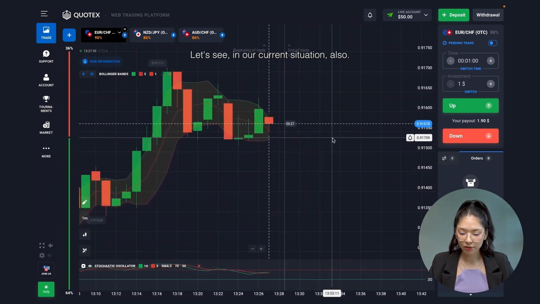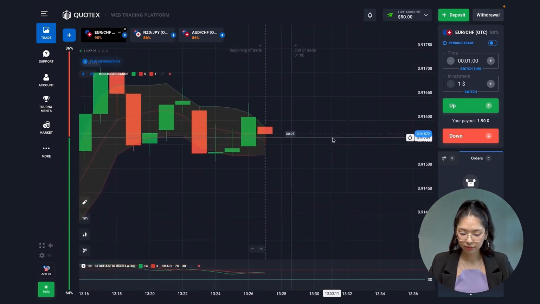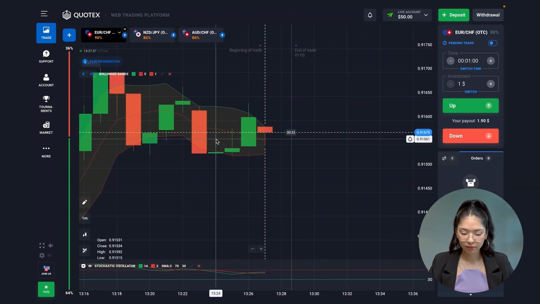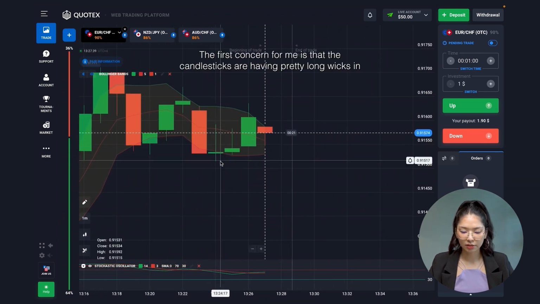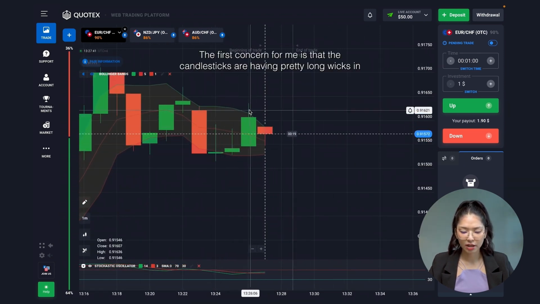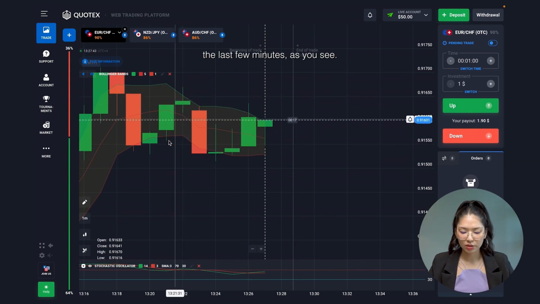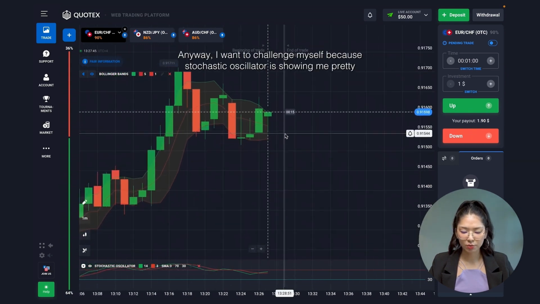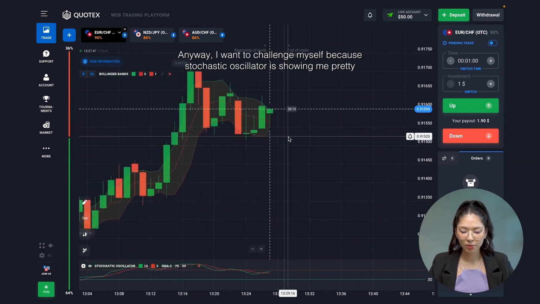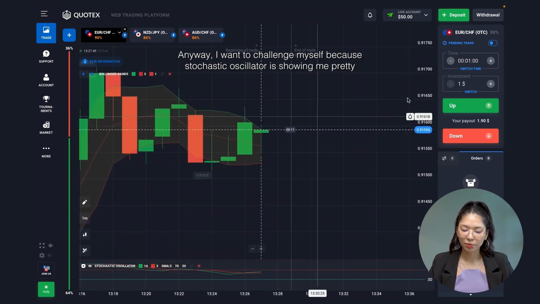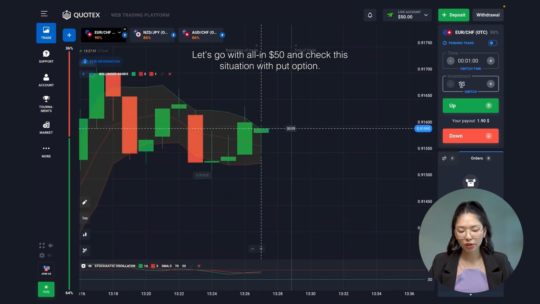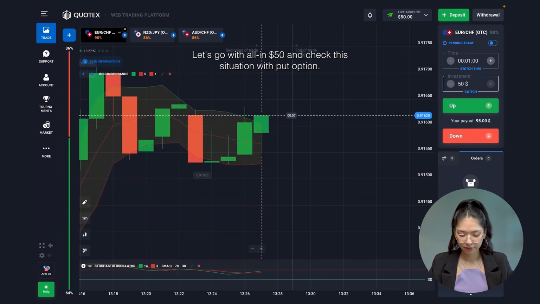So let's see our current situation. The first concern for me is that the candlesticks have pretty long wicks in the last few minutes, as you see, and anyway I want to challenge myself, because the stochastic oscillator is showing me pretty good signals. So let's go all in with $50 and check the situation with a call option.